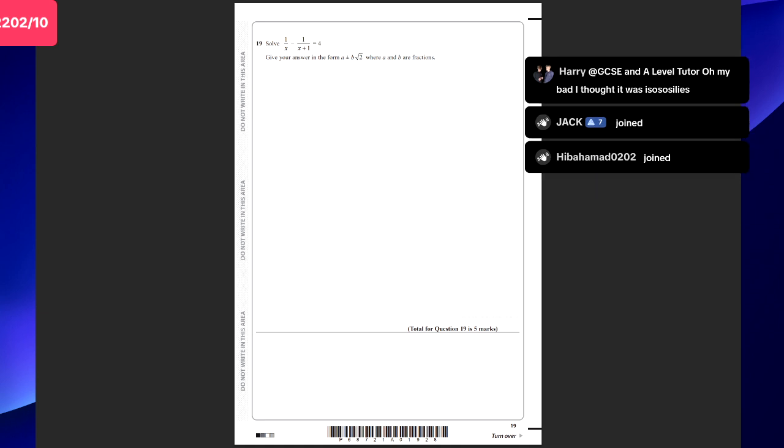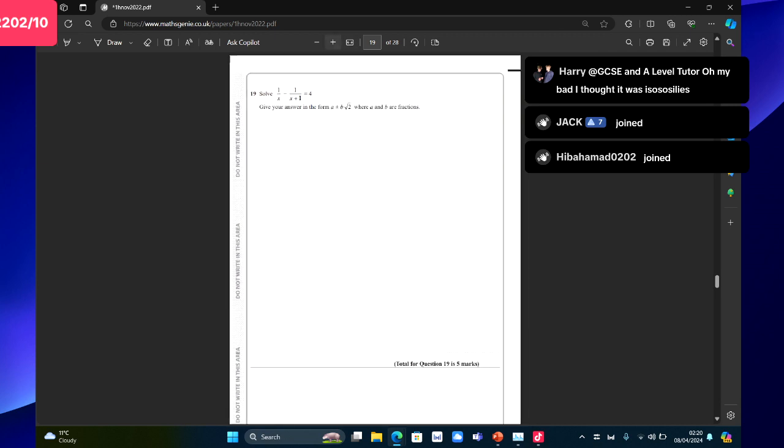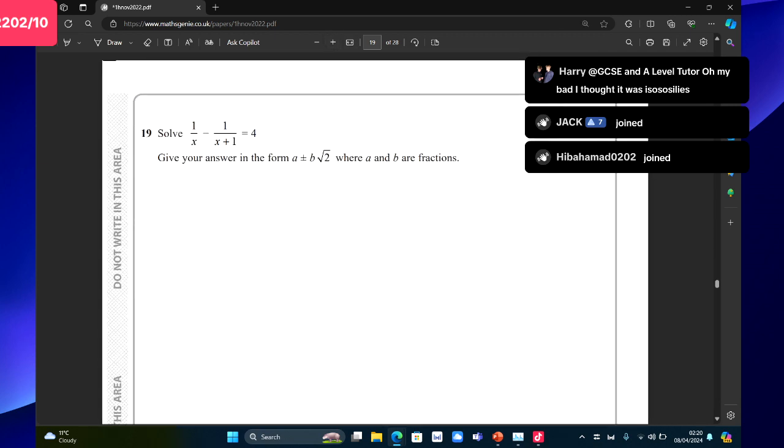If you can't see it, let's zoom in. So solve 1 over x, subtract 1 over x plus 1, is equal to 4. Give your answer in the form a plus or minus b root 2, where a and b are fractions. This is again another nasty, nasty question.